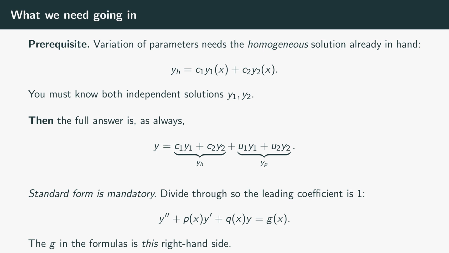One more crucial setup step that trips people up. The equation must be in standard form, meaning you divide everything through so the coefficient of y double prime is exactly 1. The forcing term g that appears in all our formulas is the right-hand side after that division. If you forget to divide, every coefficient in the answer comes out wrong. Standard form first, then the homogeneous solutions, then variation of parameters.